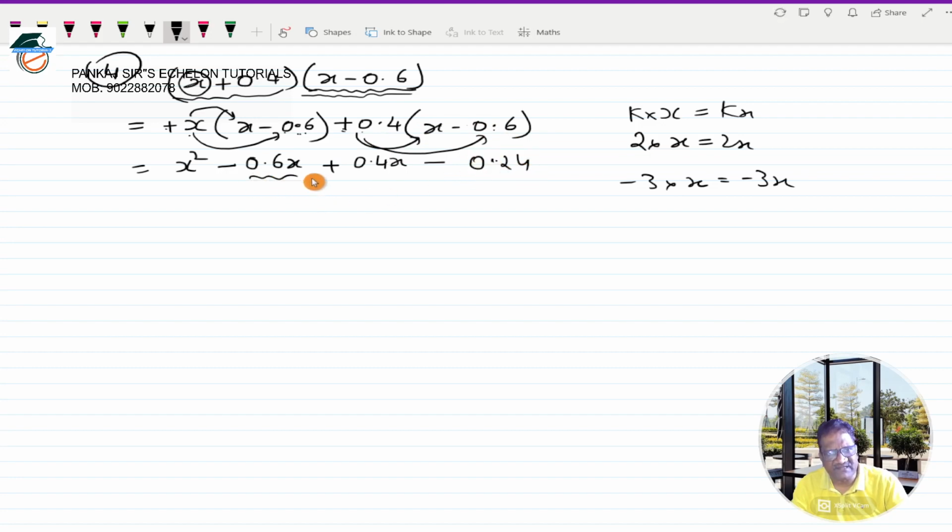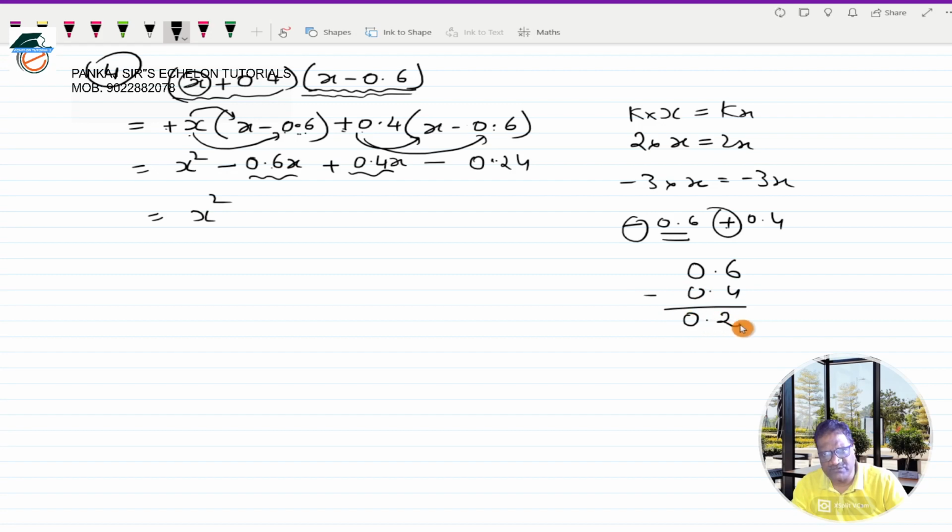Now this being the like term, this can be added up, and this can be written as, first term I'm going to write as it is, x square. Now minus 0.6 plus 0.4. Now which is bigger number? Minus 0.6 is bigger number, and the signs are opposite. So when the signs are opposite, plus into minus is minus, so you have to do subtraction. So from 0.6 you have to subtract 0.4, and the answer will be 0.2.